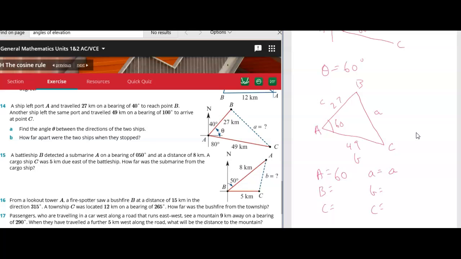Okay, so lowercase a is what we need. B is 49 and C is 27.